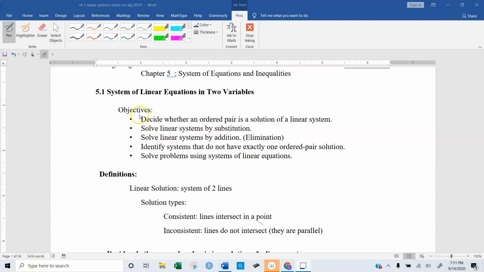So now when we're doing this, we're doing systems of equations in two variables. We have to decide whether an ordered pair is actually a solution, so does it work in both lines. To solve the system by substitution, we use substitution. We will solve by addition, which you probably know as elimination. We're going to identify systems that don't have an ordered pair for a solution, and we're going to talk about solving story problems with systems.